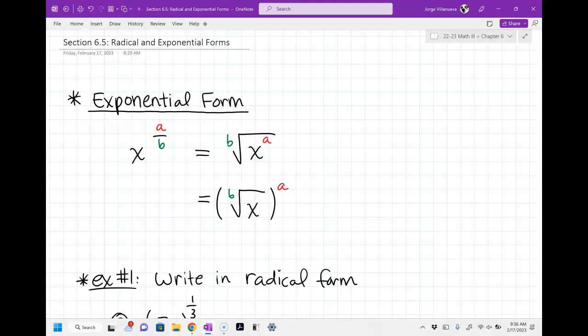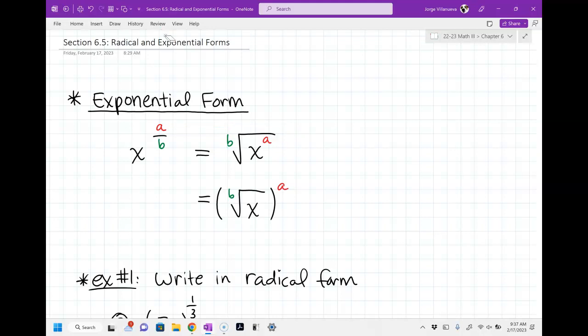And then the denominator, the b value, becomes the index to your radical. Okay? So notice where they get placed. Your denominator gets placed as an index. And your numerator gets placed as the power to the radicand, the number inside of the radical.